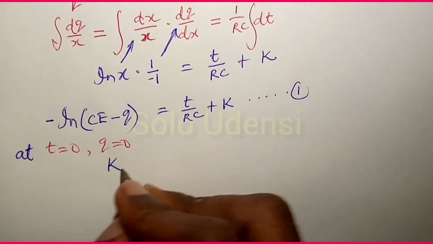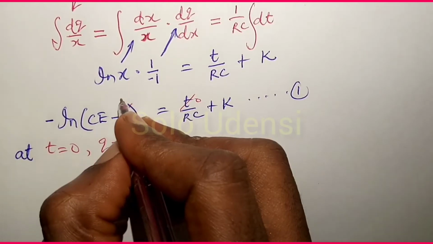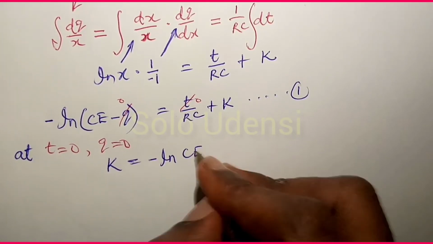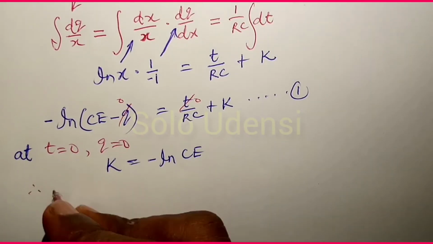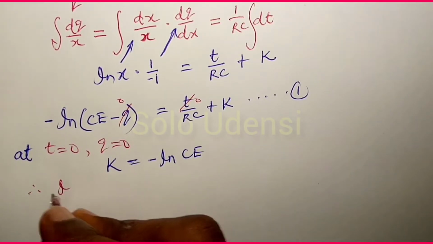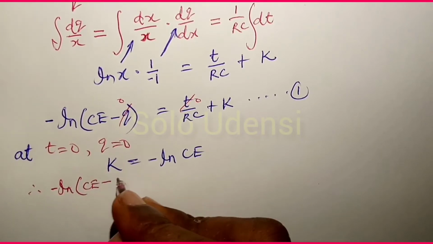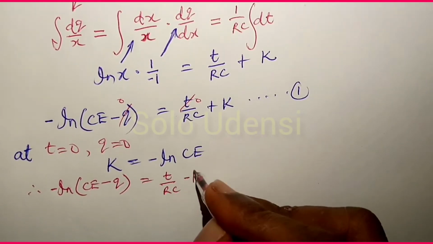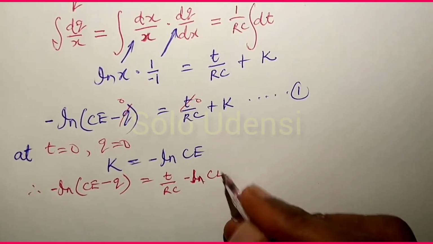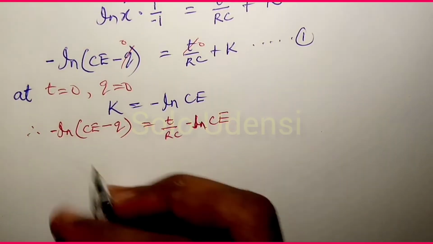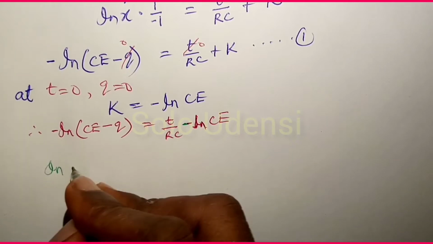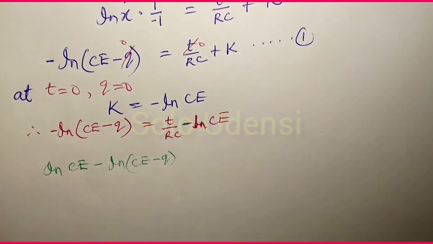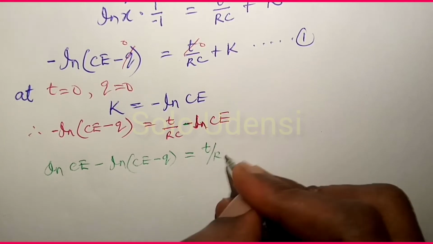Therefore, K at t is equal to 0, Q is equal to 0. Therefore, K is equal to minus log CE. Therefore, equation 1 becomes minus log CE minus Q is equal to t over RC minus log CE. So we collect like terms. So this one will be log CE minus log CE minus Q is equal to t over RC.